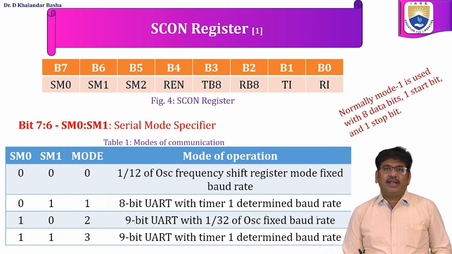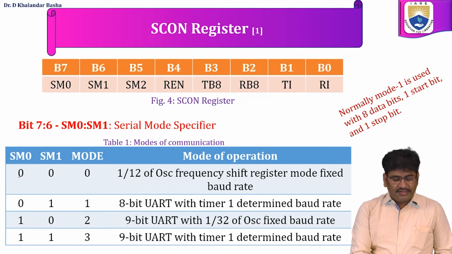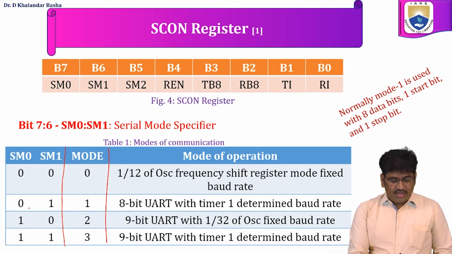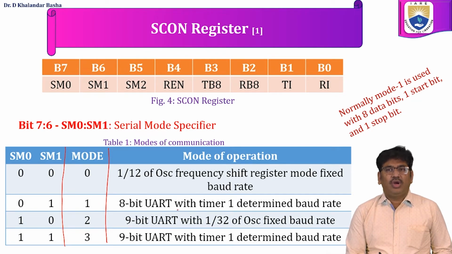The SM0 and SM1 bits of the SCON register decide the serial mode of operation. If SM0, SM1 equals 00, the mode of operation is mode 0, which runs at 1/12 of the oscillator frequency and acts as a shift register with a fixed baud rate. If SM0, SM1 are configured as 01, the mode of operation is mode 1, which is an 8-bit UART with timer 1 determining the baud rate.